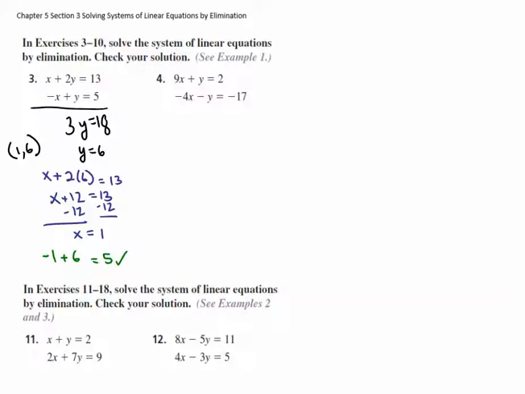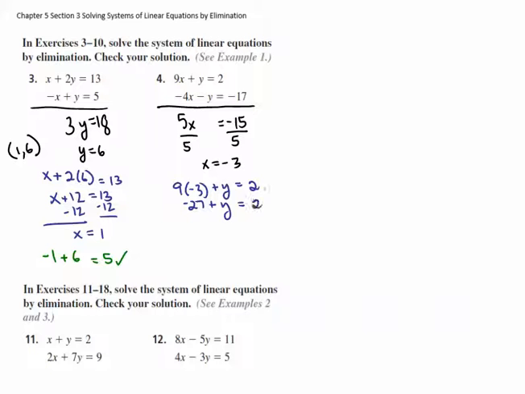In the second equation, or the second problem, we have a similar situation where all we have to do is add down, and this time the y variable will be eliminated. So 9x minus 4x is 5x and equal to negative 15. Dividing both sides by 5, we're going to get x is equal to negative 3. We then take that x is negative 3, plug it into the first equation. 9 times negative 3 plus y is equal to 2. Negative 27 plus y is 2. Adding 27 on both sides gives us y is equal to 29.